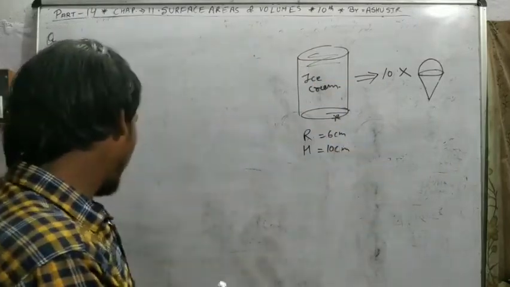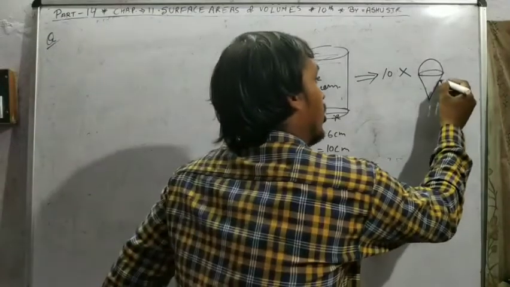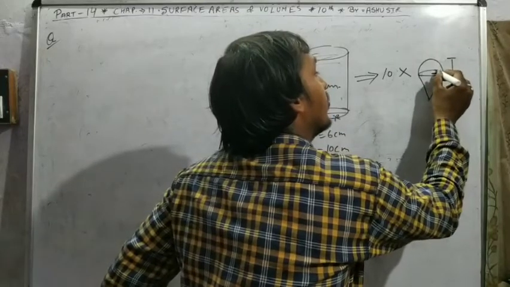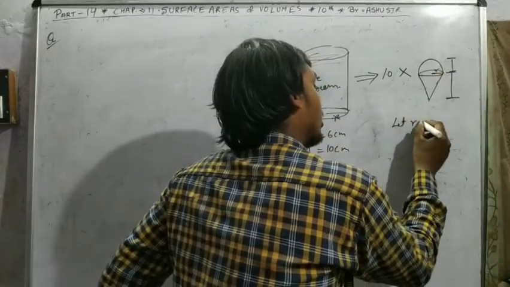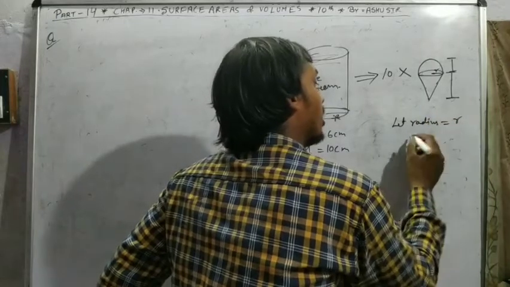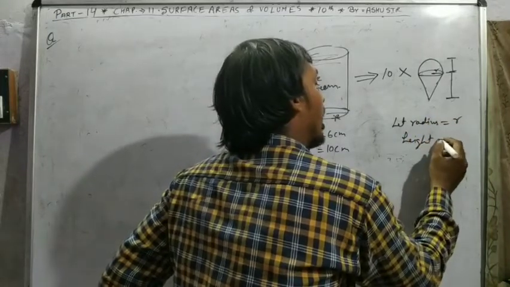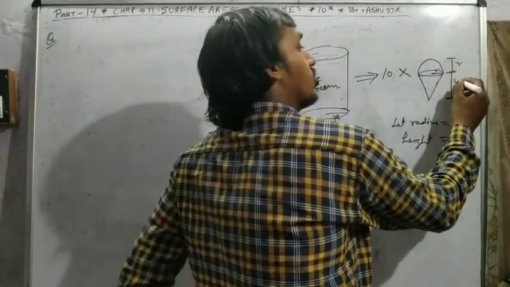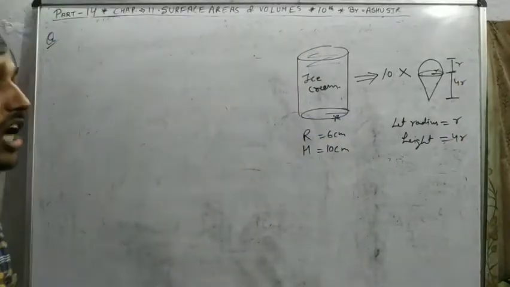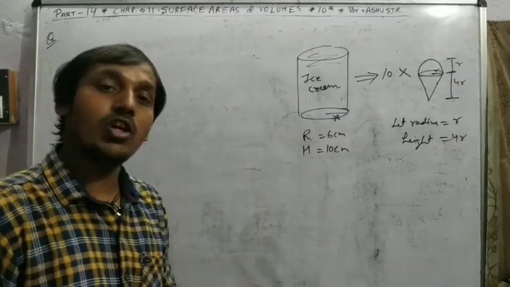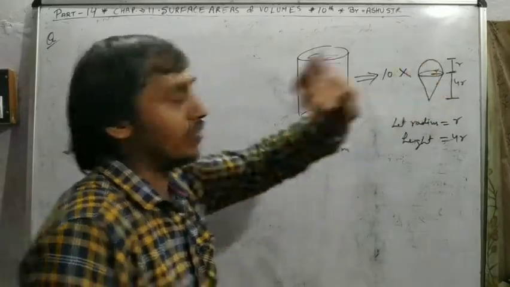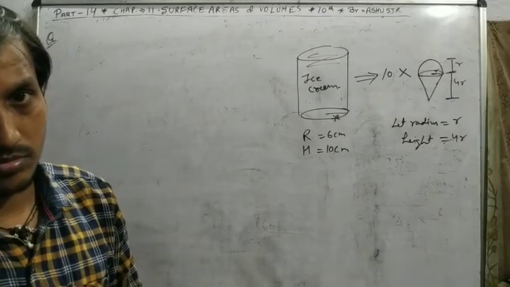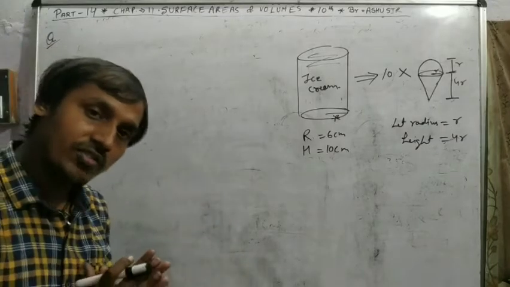If the height of the conical shape is 4 times the radius of the hemisphere, let the radius be r, so the height is 4r. This is r, this is 4r, because it is given that the height of the conical part is 4 times the radius of the base of the hemisphere. So find the radius of the hemisphere. If you understand the question, it's easy to solve.